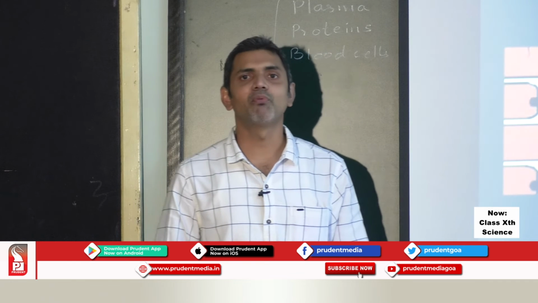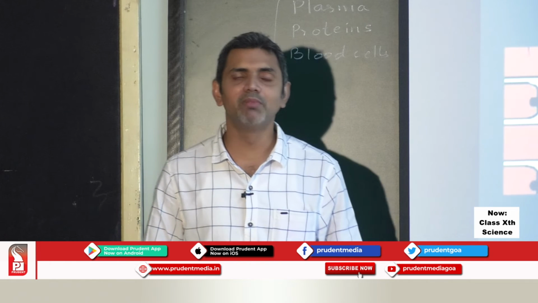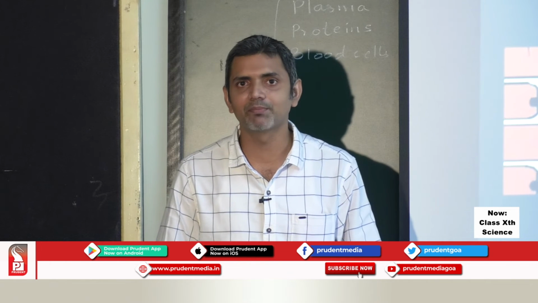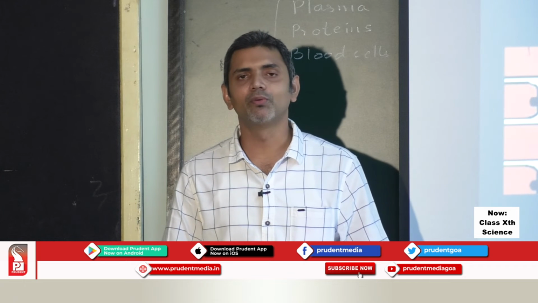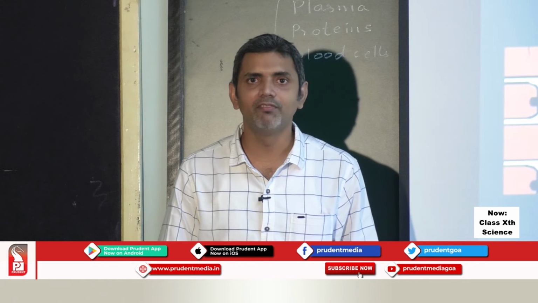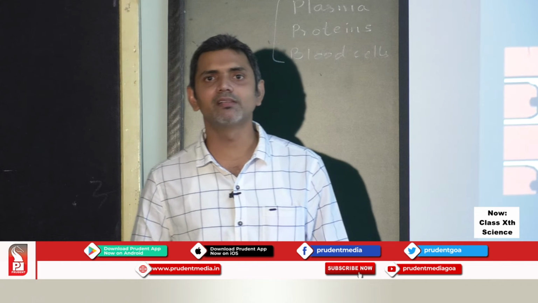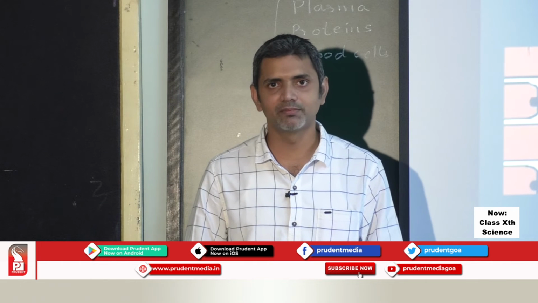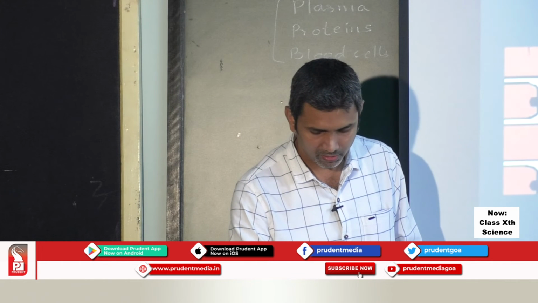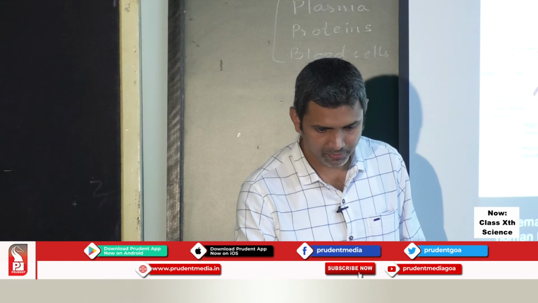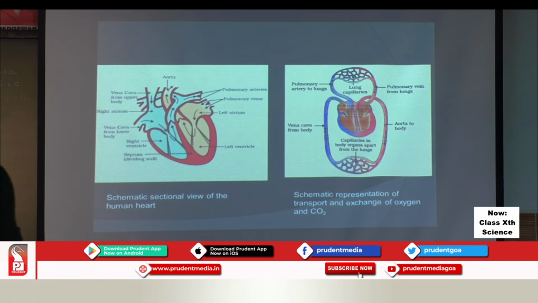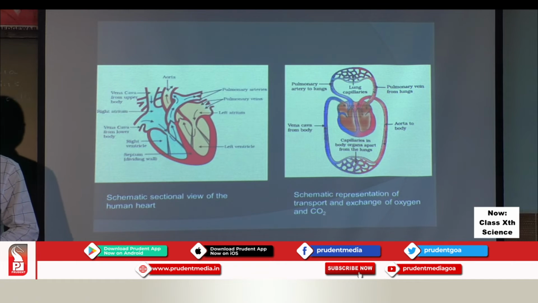One more very important thing, as I said earlier, is that blood vessels are of 3 types known as arteries, veins and capillaries. Let us understand the difference between the arteries and veins.